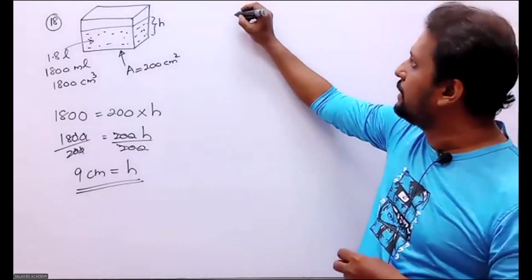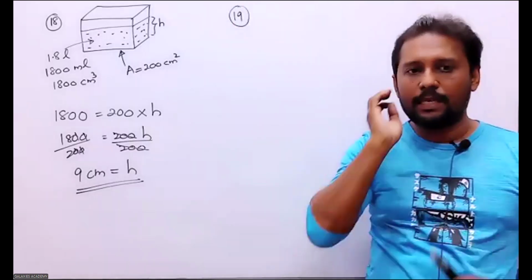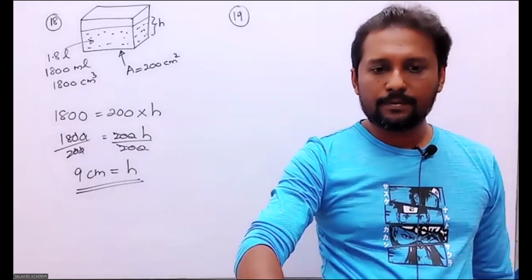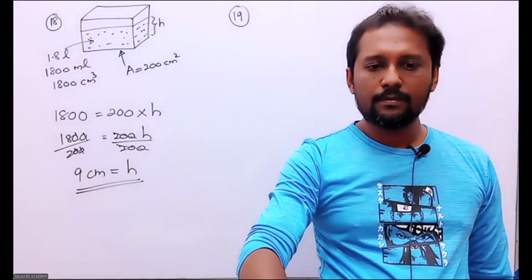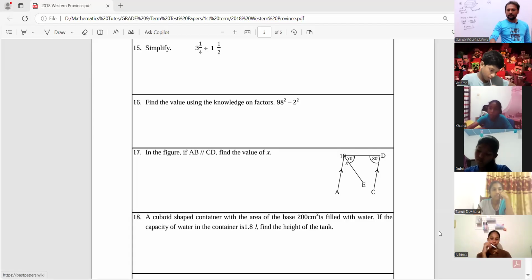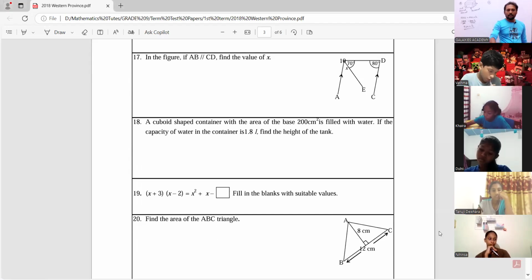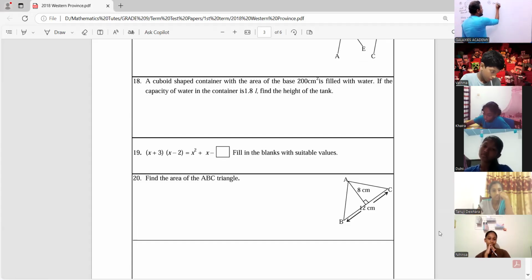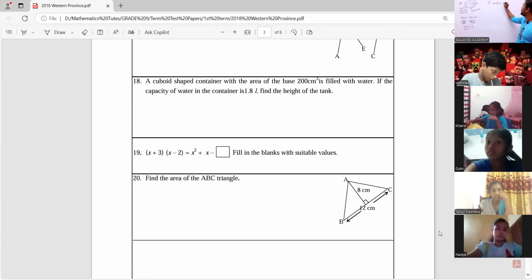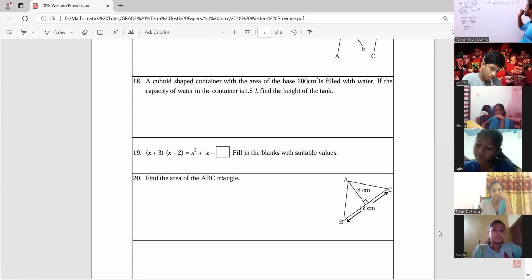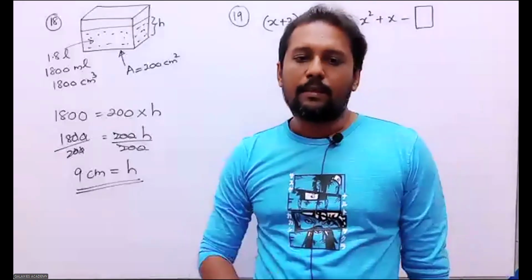Right. Number 19. Question number 19 is given: x plus 3, bracket x minus 2, equals x squared plus x minus an empty box. You have to fill this blank with a suitable value, right?